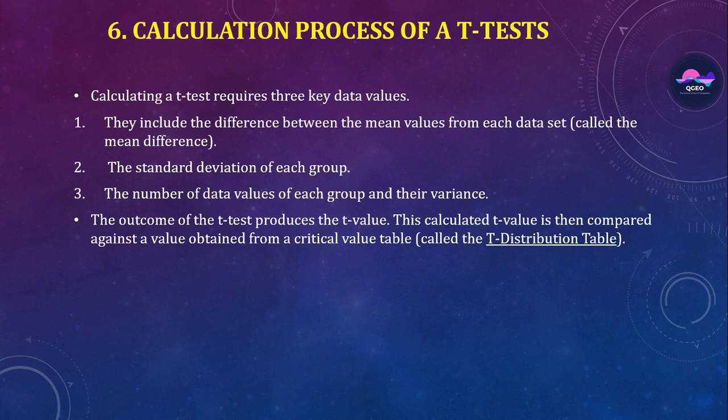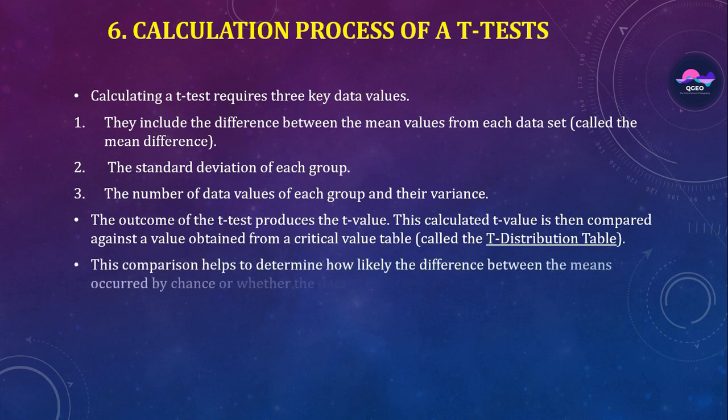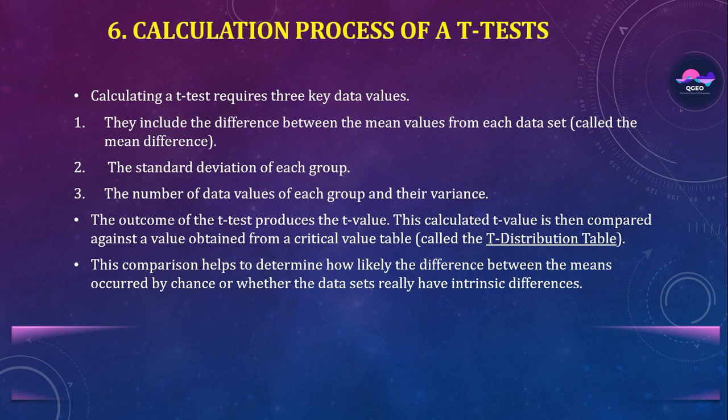This calculated t-value is then compared against a value obtained from a critical values table called the t-distribution table. This comparison helps to determine how likely the difference between the means occurred by chance, or whether the data sets really have a difference.